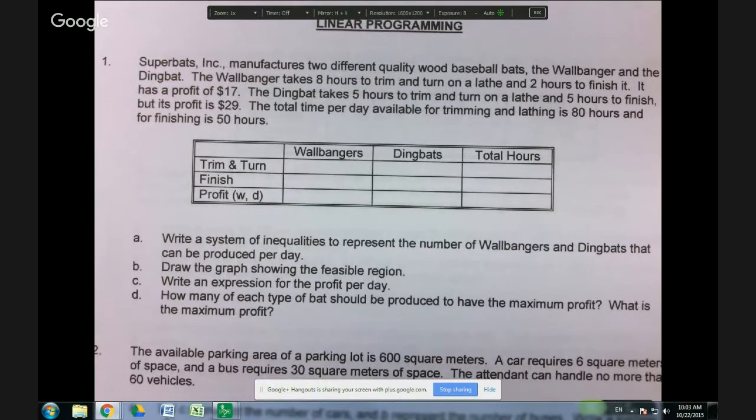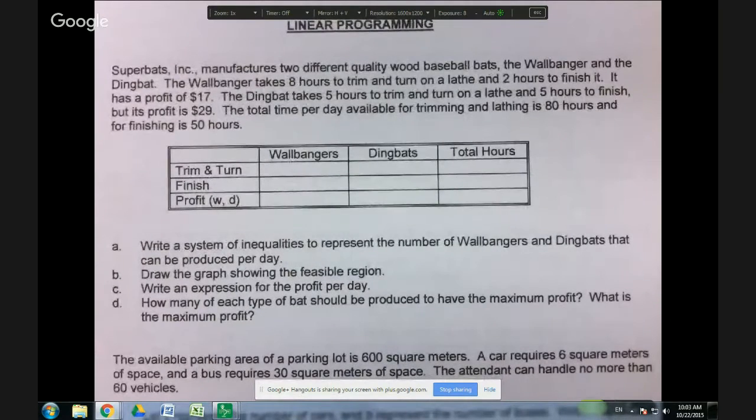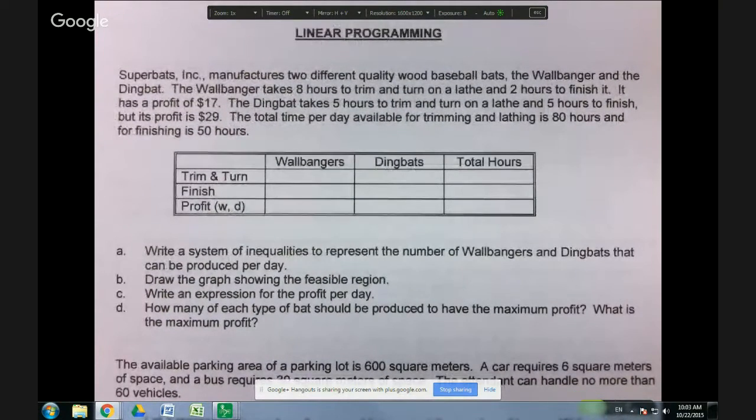Austin, will you read number 1, please? Superfast Incorporation manufactures two different qualities of baseball bat, the Wallbanger and the Dingbat. Wallbanger takes 8 hours to trim and turn on the lathe and 2 hours to finish. It has a profit of $17. The Dingbat takes 5 hours to trim and turn on the lathe and 5 hours to finish, but its profit is $29. The total time per day available for trimming and lathing is 80 hours, finishing 60 hours.